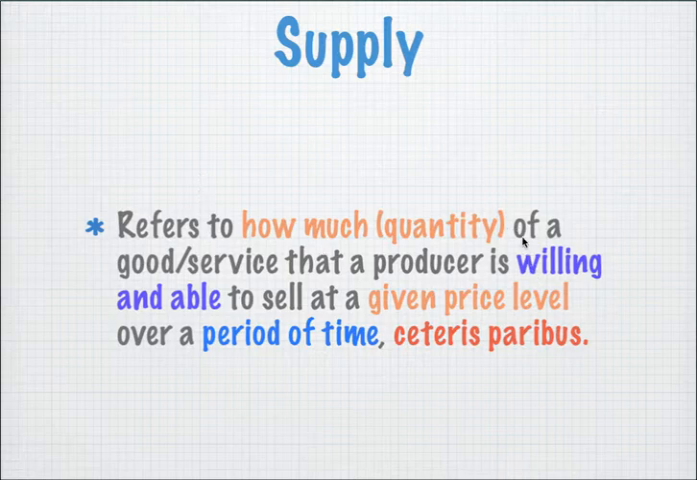So again, it is willing and able to, because willing means that the producer wants to supply that amount of good or service, and able to means that it has the resources and the capabilities and the technology to actually produce that additional amount, or perhaps reduce that amount.